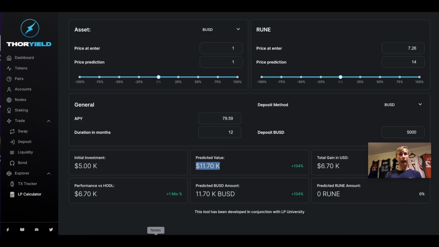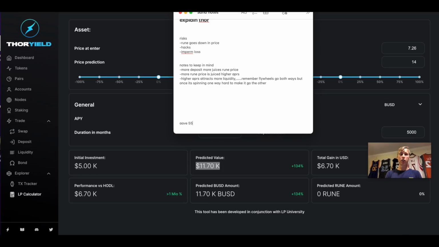So let's get out our handy dandy notes. We got AAVE, $5,500. RUNE, we got $1,170. Our initial investment was 10K. So we are in the green. We are up about 7K. Good job. You made about a 70% yield.